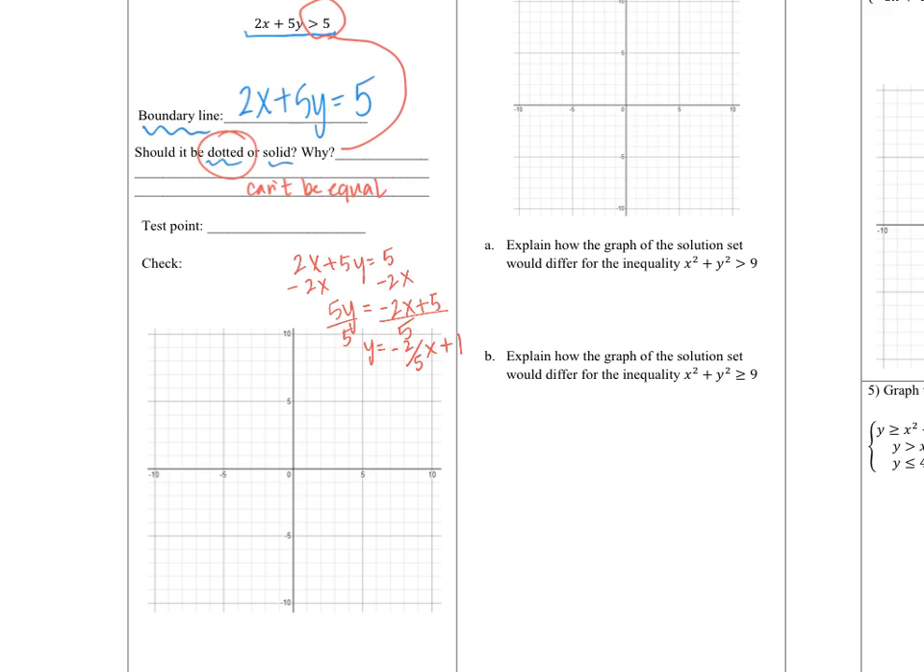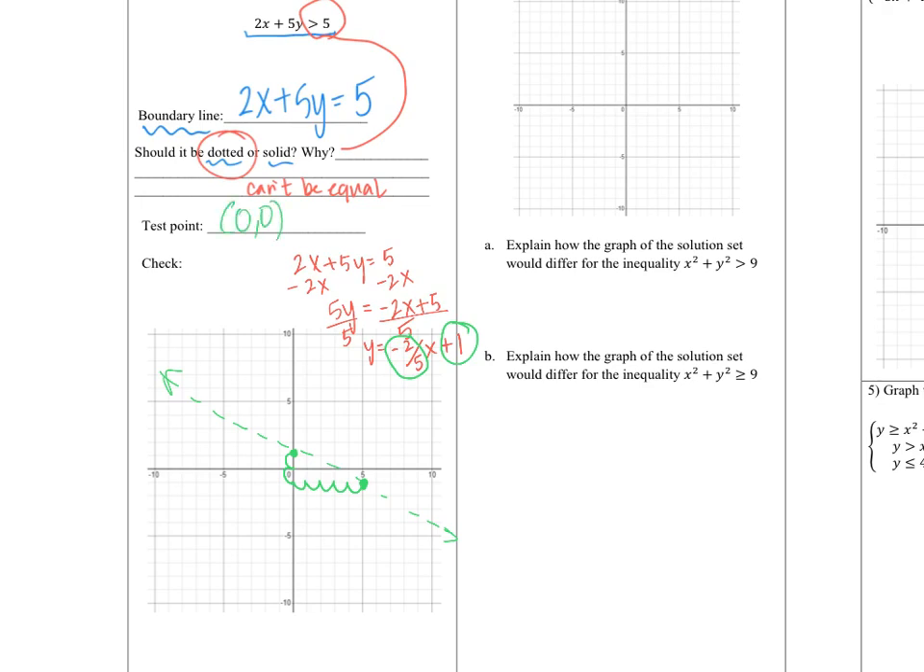So that would mean I have a y-intercept of 1, or I've shifted up 1, and my slope is negative 2/5. So I'm going to go down 2 spaces, over 1, 2, 3, 4, 5. And that's supposed to be a dotted line. Now, as long as I do not go through 0, 0, that's the test point that I like to use.